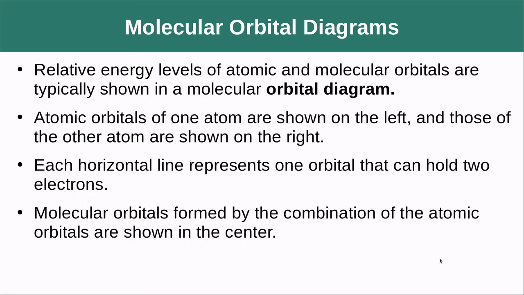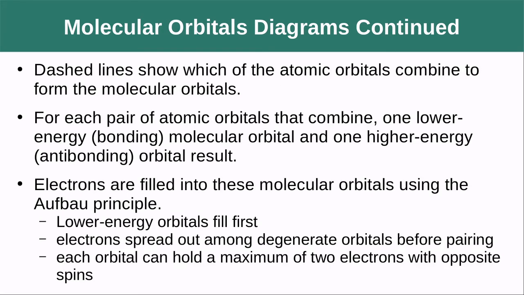Relative energy levels of atomic and molecular orbitals are typically shown in what we call a molecular orbital diagram. Atomic orbitals of one atom are shown on the left, and those of the other atom are shown on the right. Each horizontal line represents one orbital that can hold 2 electrons. Molecular orbitals formed by the combination of atomic orbitals are shown in the center. We use dashed lines to show which of the atomic orbitals combine to form the molecular orbitals.